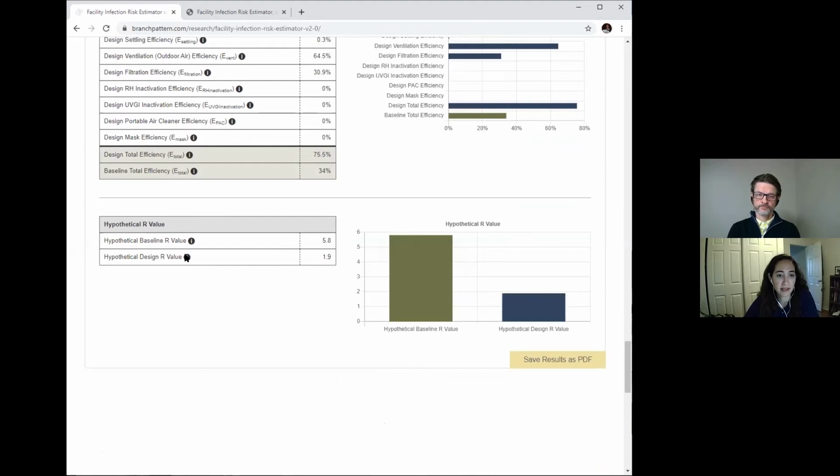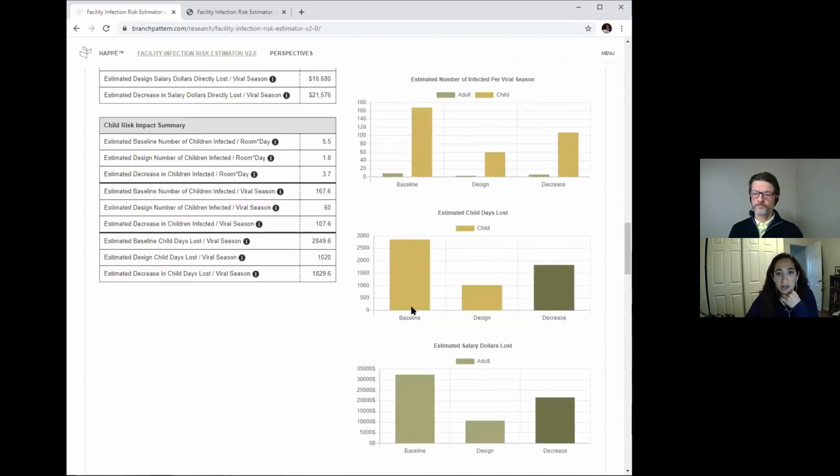And then finally, this is the R value that we're talking about here. So this is showing you that our baseline is 5.8 and design is 1.9. That still means, because that's greater than 1, that more people are leaving the space, if that's our total population, sick than who entered the space.